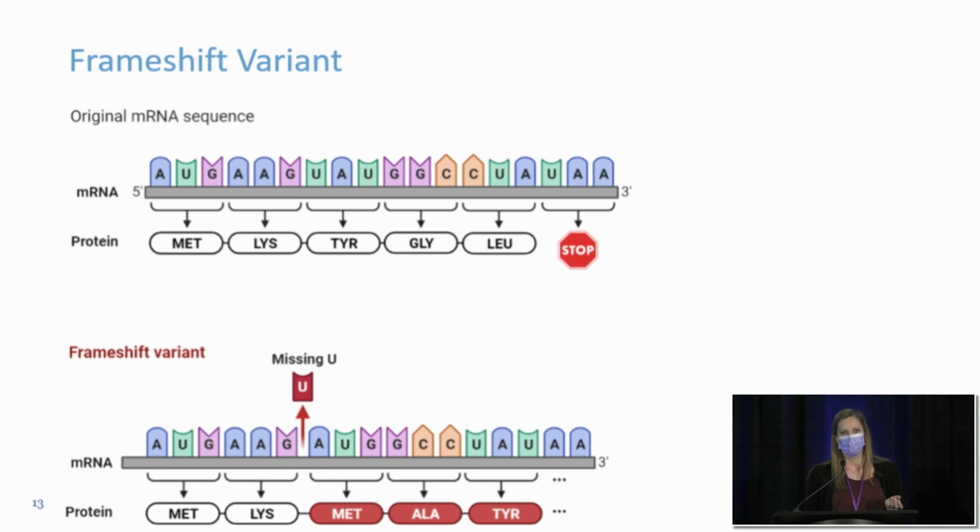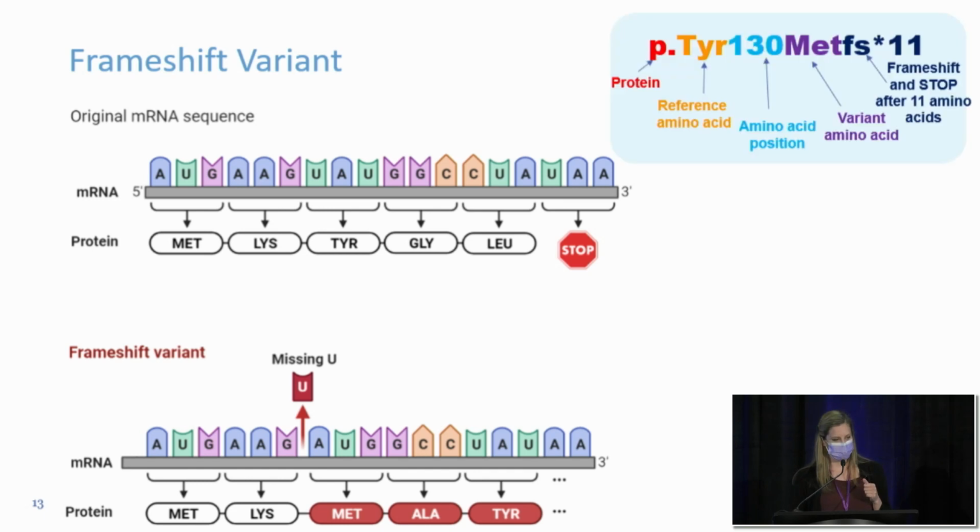It can also change the stopping point for that protein. In this case, it's now going longer than it should because it didn't pick up that stop signal. A lot of times this happens where the stop signal is now earlier because of this frameshift change. So this can lead to many different amino acids being different, as well as a protein that's not the same length as it should be.